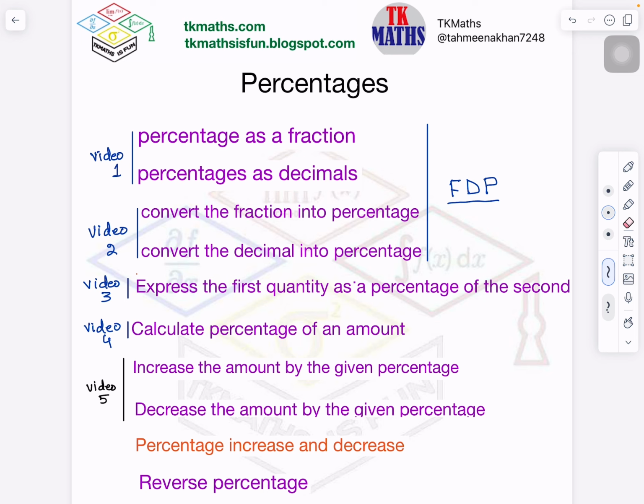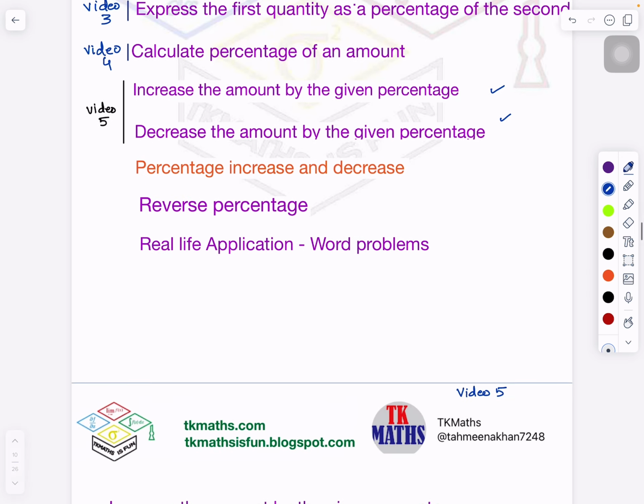In today's video, which is video number 5, a continuation of the percentage topic, you can see the earlier 4 videos I have made on the topic here. It is highlighted what the concepts are. So in video 5, we are talking about increase and decrease of an amount by a given percentage. So let's see here.